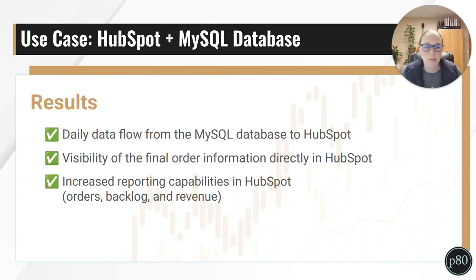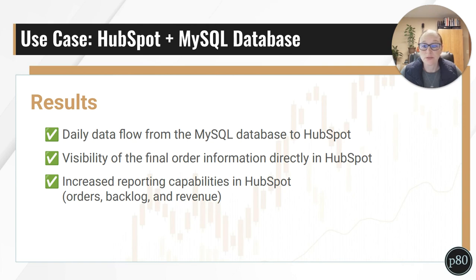A few things here that we were able to help solve. The data flow was daily from the database to HubSpot, and then we were able to provide visibility to all of the different teams that were working in HubSpot. So sales, marketing, service, they really never had access to the final customer and order information previously, since they did not have access to any of the ERPs or even the data warehouse. So that was a huge help for those teams to be able to see that information directly in HubSpot.